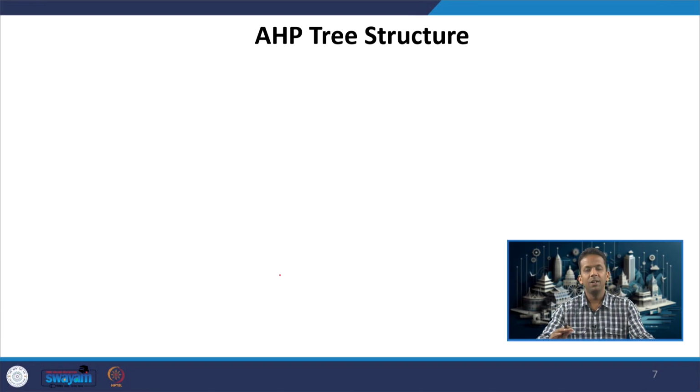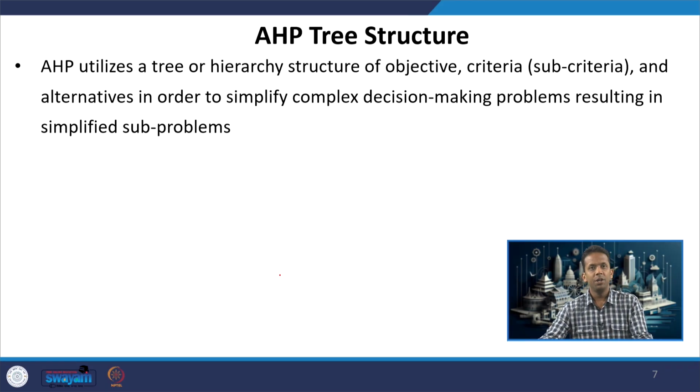So, first let me show you a typical AHP tree structure, and then we can move on to the steps in AHP. As the name suggests, analytic hierarchy process, it uses a tree or a hierarchy structure of objective, criteria. Criteria may have some sub criteria and alternatives, so that a complex real world decision making problem can be represented in simplified sub problems.